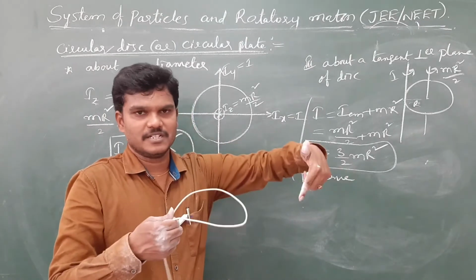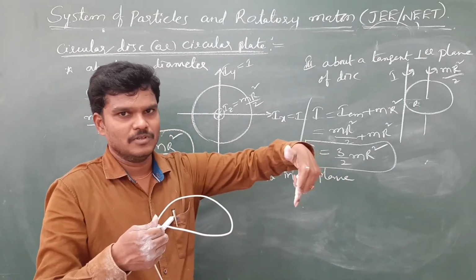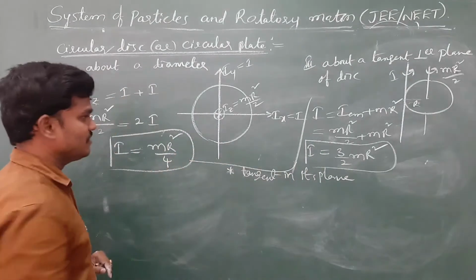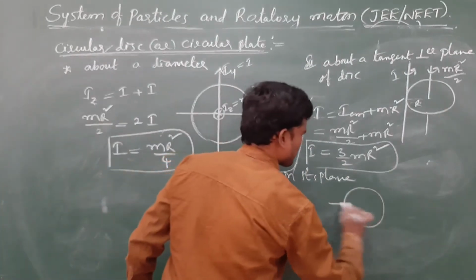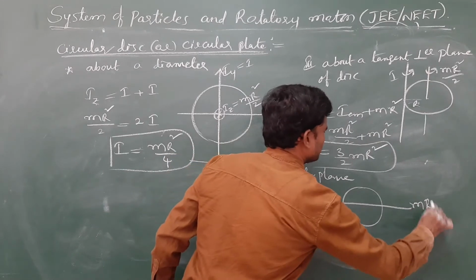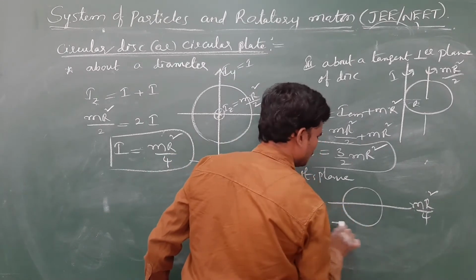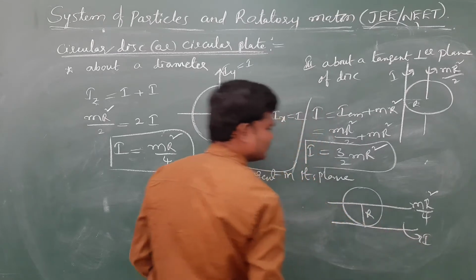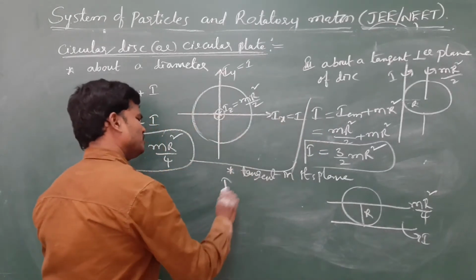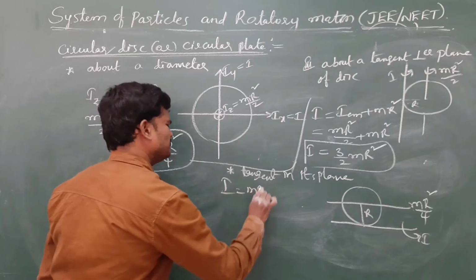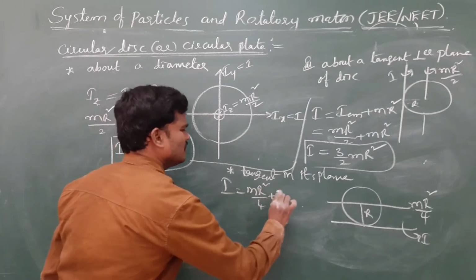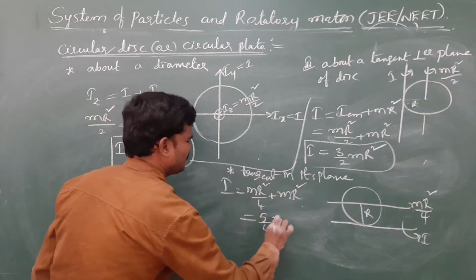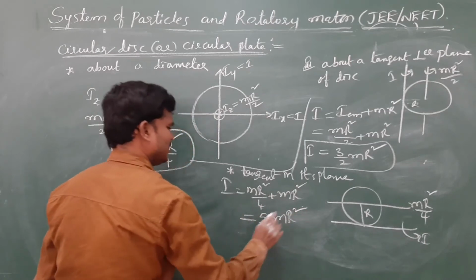If it is a disk, tangent perpendicular to the plane, this one is m r square by 2. Okay, sorry, about the diameter. Diameter is what? Diameter is m r square by 4. So this is m r square by 4. I want to get about this tangent, this is again r. So use the parallel axis theorem: m r square by 4 plus m r square, that is 5 by 4 m r square.